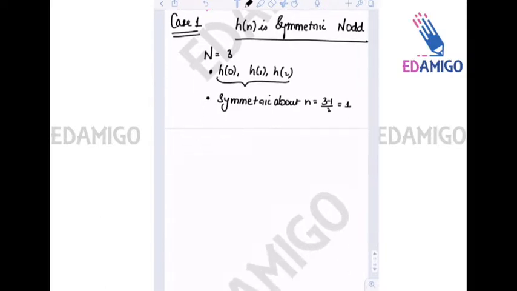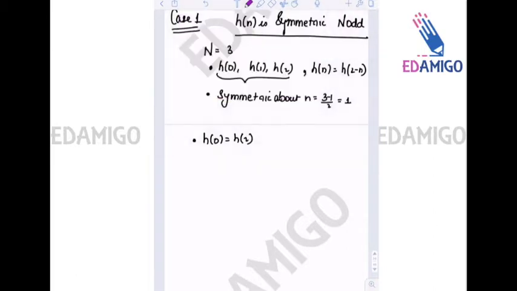So I can say that h[n] is equal to h[2 minus n]. So h0 is equal to h2. Now if I write H(e^jω), then it will be equal to h0 e^(j0) plus h1 e^(-jω) plus h2 e^(-j2ω).